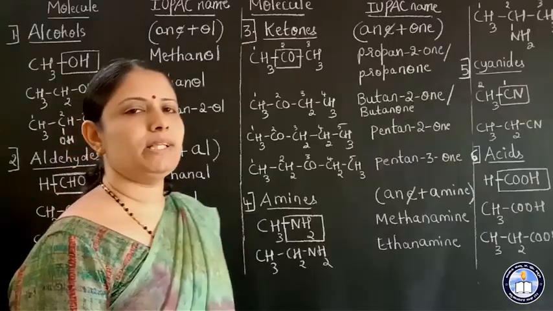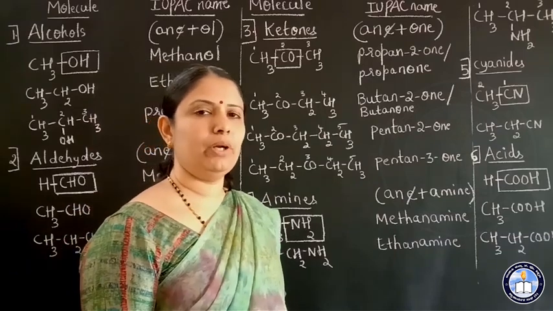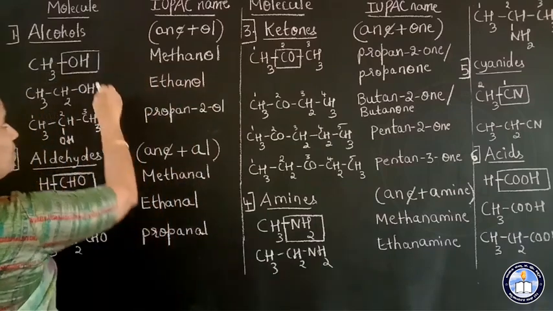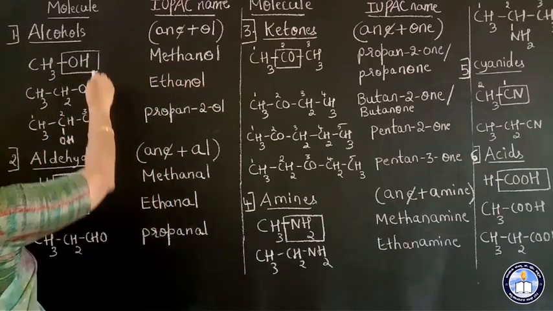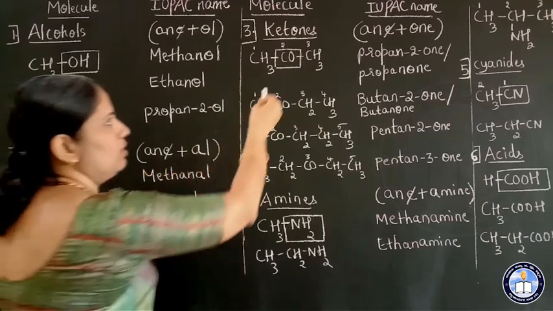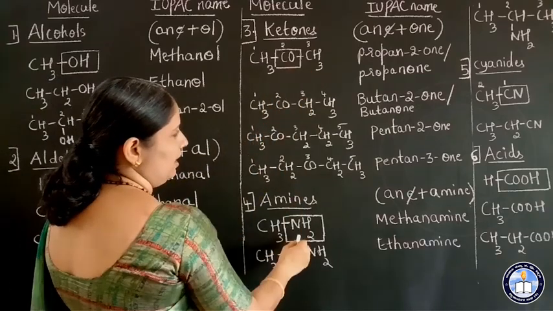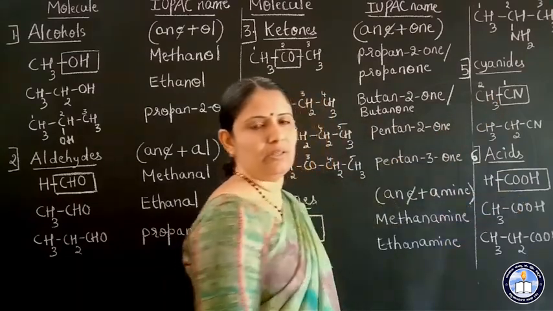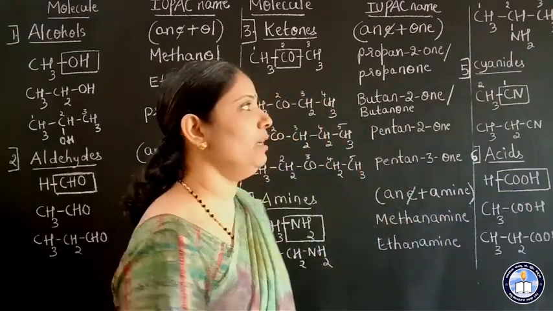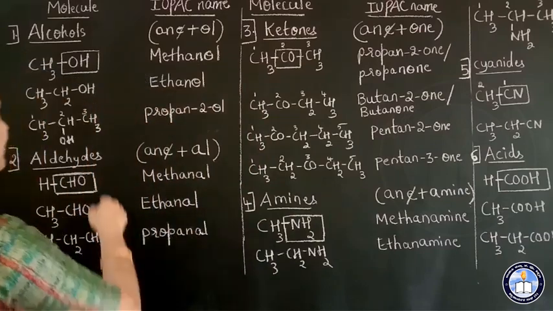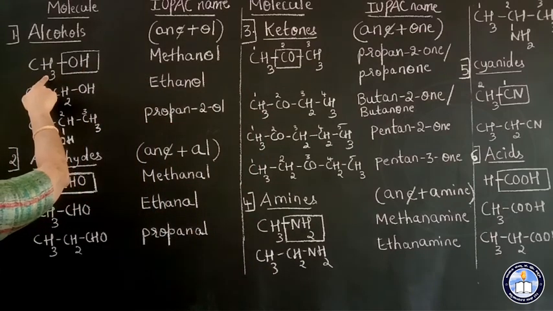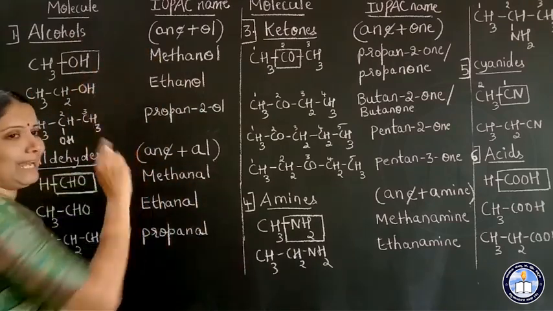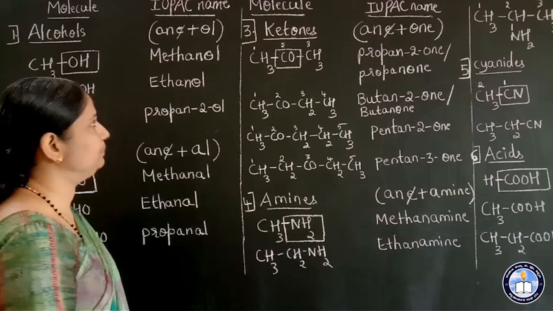Now we shall study how to name organic compounds having different functional groups. What I have done is enclosed these functional groups in the box: OH, CHO, C=O, NH2, then CN, COOH. So first we shall study OH attached to the alkyl group; the class of compound is alcohols. If the OH group is attached to the benzene ring, it is phenol.